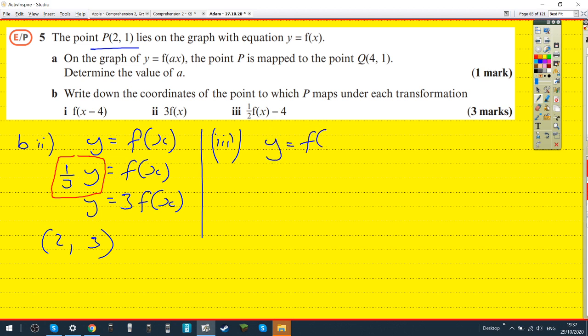Y equals the f of x. What is y? Y is 1. And so what can we write instead of the f of x? What, 2? Because x is 2. No. Y equals the f of x. The f of x equals y. So what number can we write instead of the f of x? 1. Yes. And so it's a half times 1 minus 4. So it'd be 0.5. Mm-hmm.